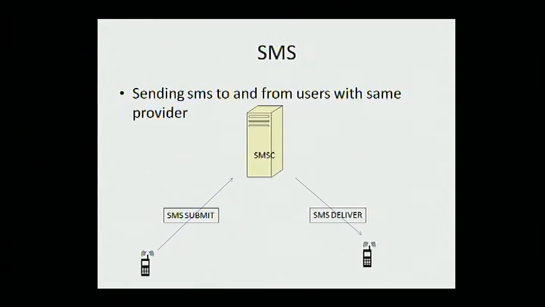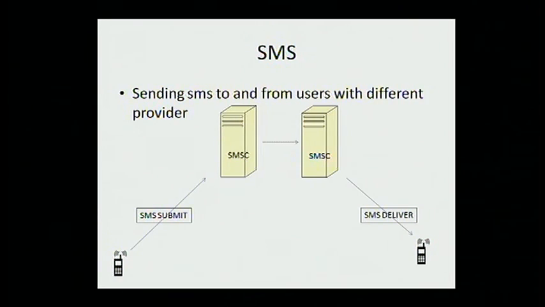So the way it works, at the most simple level, is you have two users at the same provider. You've got one phone which sends an SMS submit and goes to your SMS sender, and the SMS sender says, oh, it's this guy, and finds him and says, here, I got an SMS for you. It's an SMS deliver. And then the phone receives it, parses it, and does what it's supposed to do.